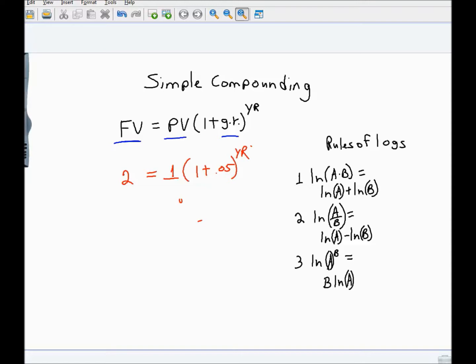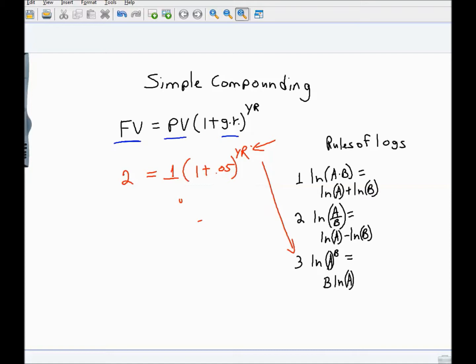Now the reason this one's hard is because the thing you're trying to solve for is up there in an exponent. And to solve this kind of equation, you need to use this rule of logarithms. There's a rule of logarithms that says if you take the log of something raised to a power, you can bring the power outside, and it'll just be b times the log of a. So that's exactly the rule we're going to use here.